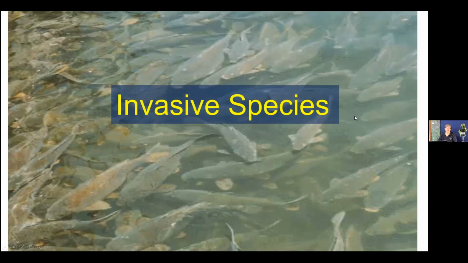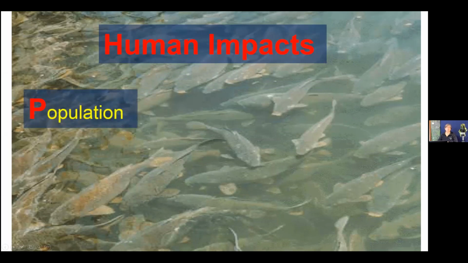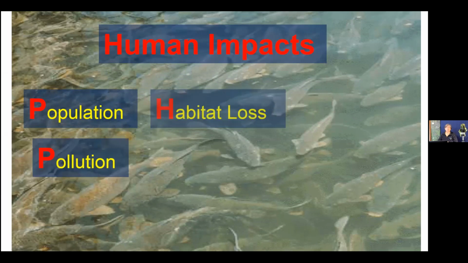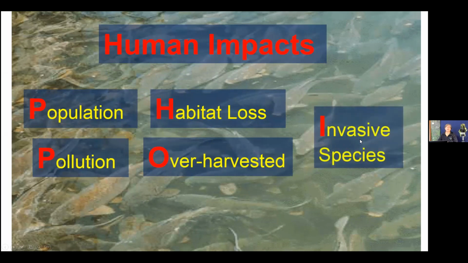So let's take a look at those 5 things that we know are human impacts. And they are population, pollution, habitat loss, over-harvested. So the populations of the native fish were over-harvested. And finally, invasive species. You'll see that all these words have red capital letters. Can you think of a word that would use these 5 letters? And that might help you remember what the human impacts are.